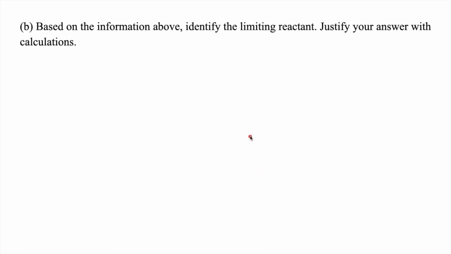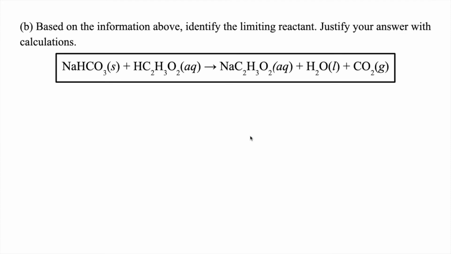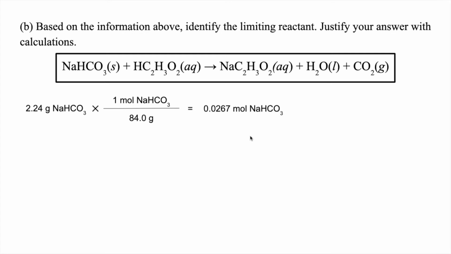Next, the problem asks us to identify the limiting reactant. To do this, we must first figure out how many moles of each reactant we have. Here's the equation again. The instructions on the first slide told us that we started off with 2.24 grams of NaHCO3. We take this quantity and we multiply it by 1 over its molar mass, which is 84 grams, and we get 0.0267 moles of NaHCO3.